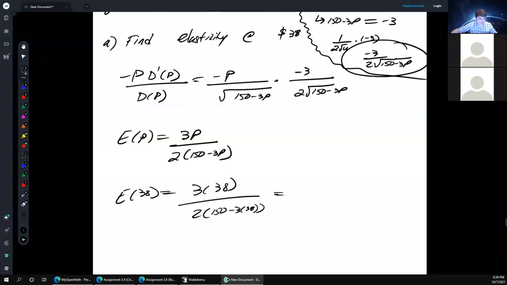So you get the value of 1.583. So the question is, find the elasticity. We did. And since this number is bigger than 1, that tells us that we are elastic.